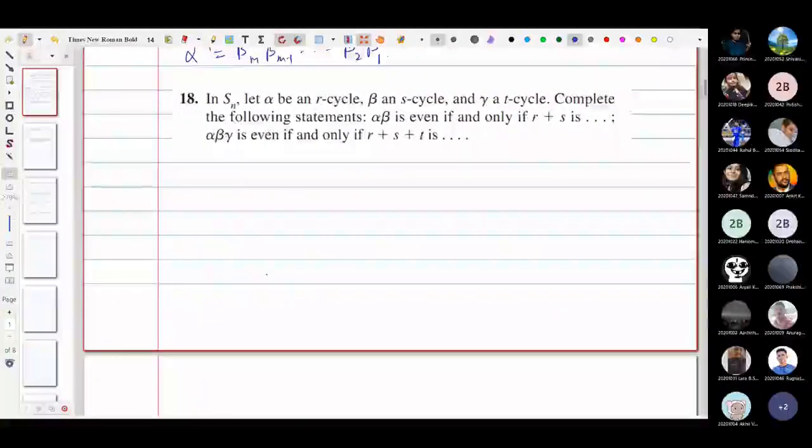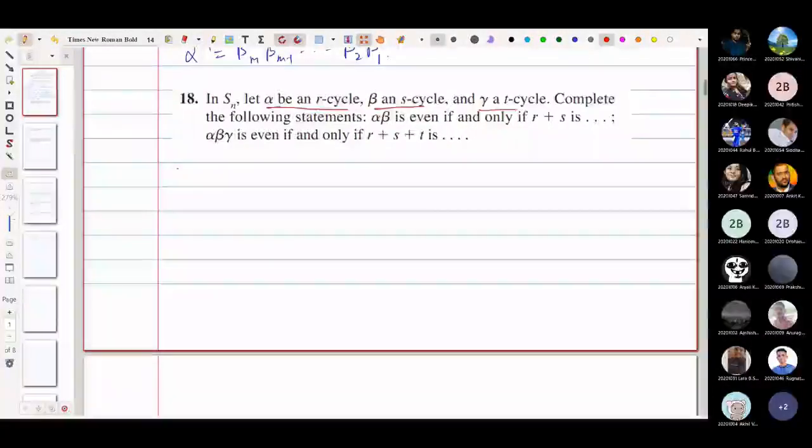So they are talking about Sn. In Sn, they are considering alpha to be an R cycle, beta an S cycle, and gamma a T cycle. Complete the following statement. So they are talking about the nature of the product, that is alpha beta and gamma.